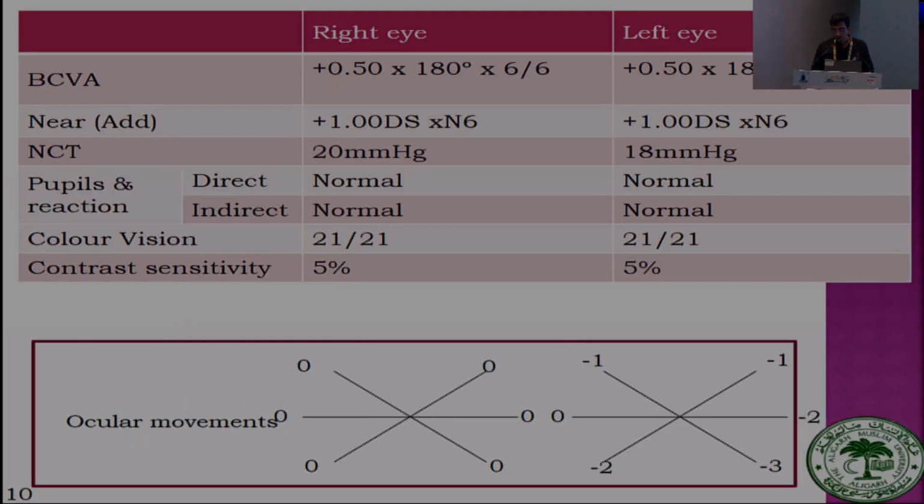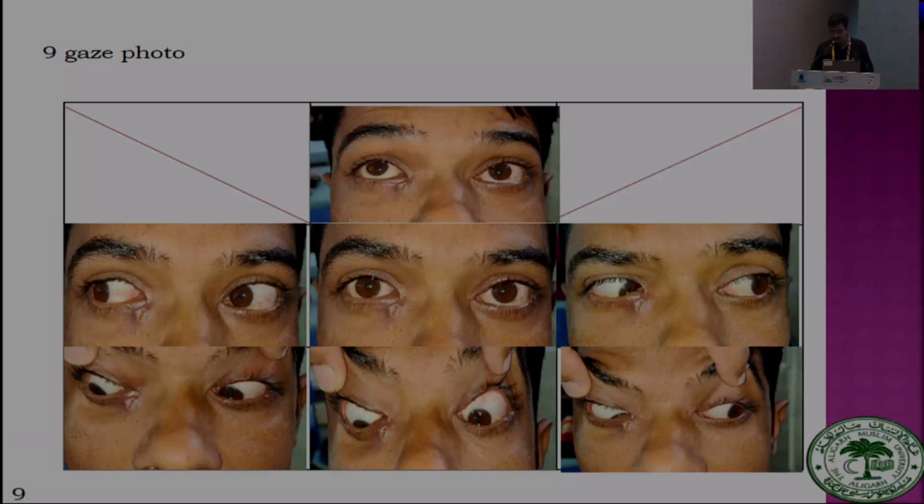His best corrected visual acuity in both eyes was 6/6 with a correction of plus 0.5 diopter cylindrical at an axis of 180 degrees, and a near add of plus 1 provided him a vision of N6. NCT was 20 and 18 with pupils being normal, and color and contrast sensitivity being normal. Ocular movements revealed a limitation of movement in superior levoversion and on inferior gaze, and as depicted in the 9-gaze photo also, we can appreciate a limitation of movements.